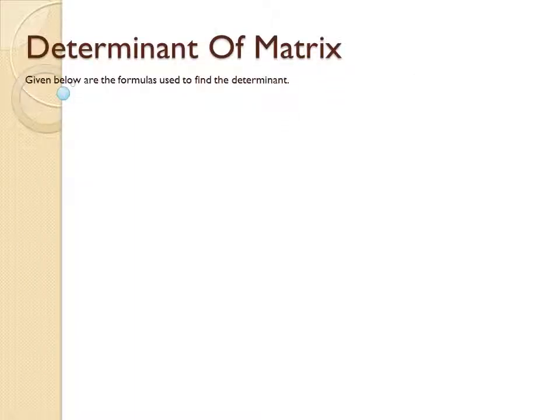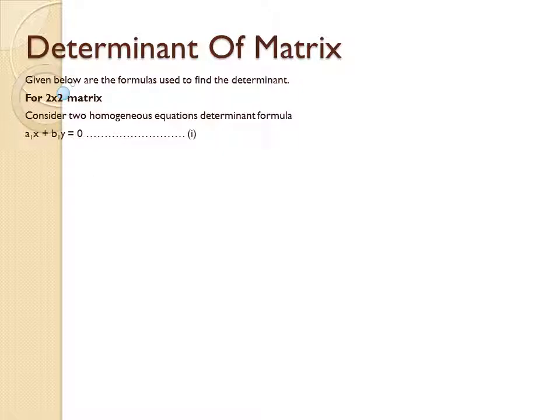Okay, now the formulas to find the determinant for a 2 cross 2 matrix. Consider two homogeneous equations. One is a1x + b1y = 0, which comprises x and y, and the second equation is a2x + b2y = 0. From here I can find the values of x and y, because there are two equations comprising x and y.